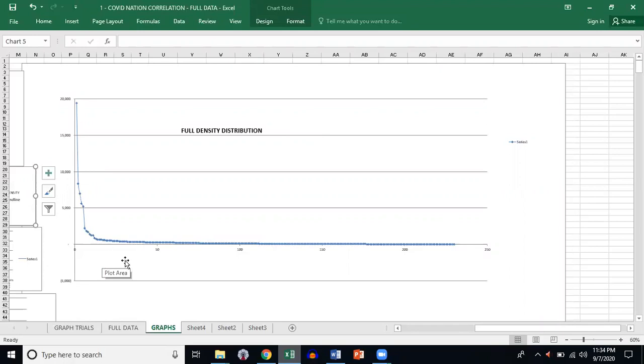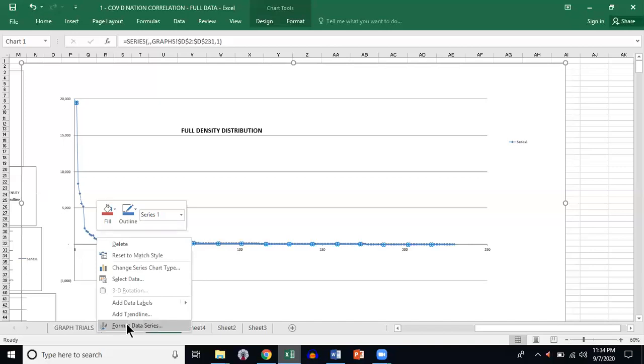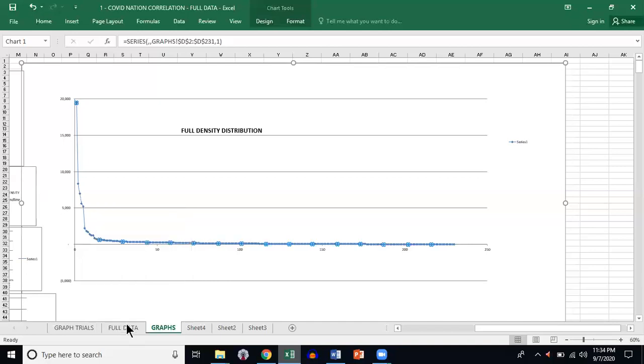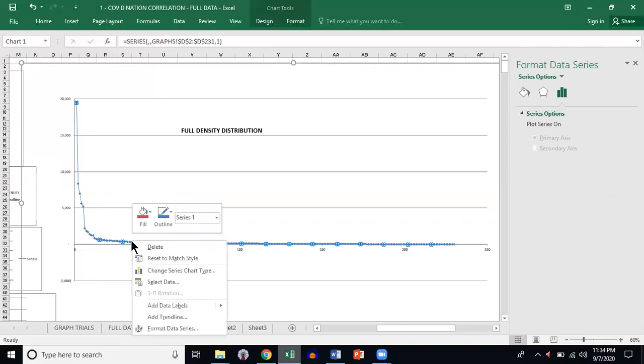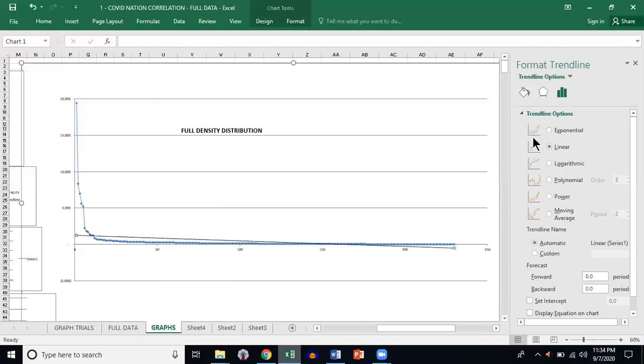If you go to the graph, on the points themselves, and right click any one of those points, you go to Format Data Series and open that. Sorry, let's go back here, right click. Sorry, the one above it: Add Trendline. And then you have to choose here.